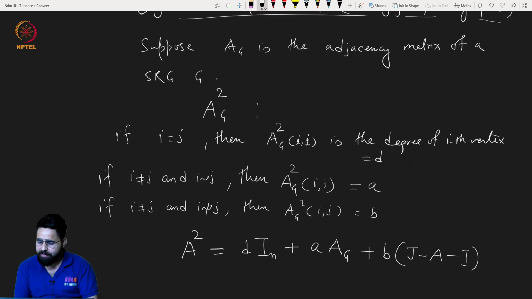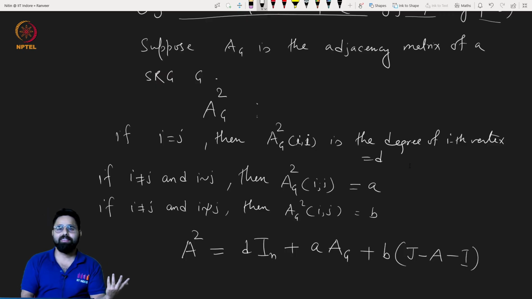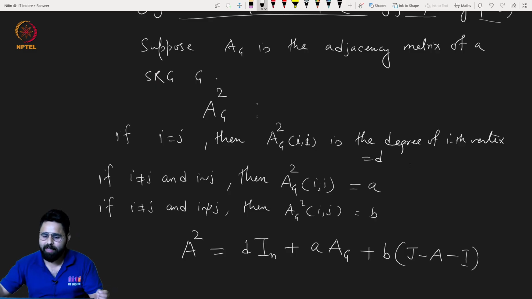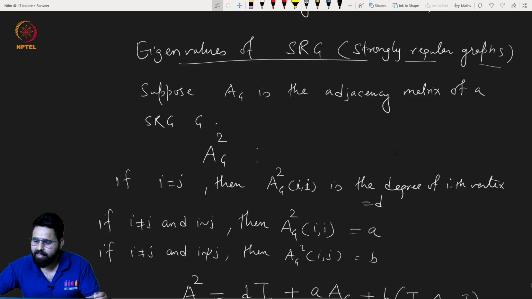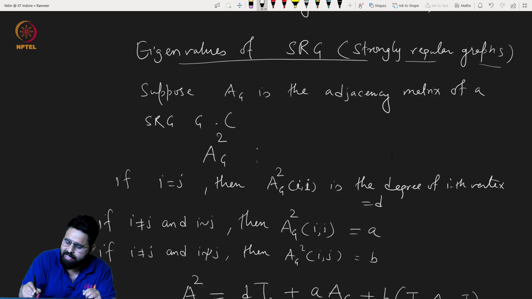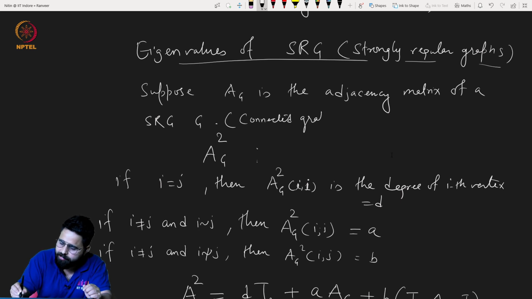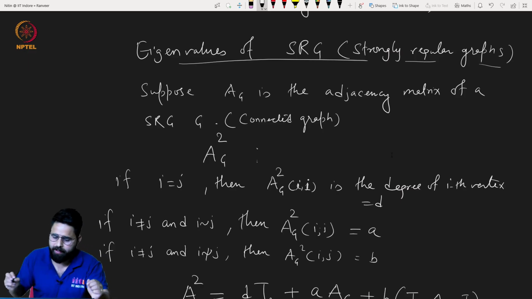How can we make use of this equation to find the eigenvalues of A, rather? Remember, the largest eigenvalue we already know. The largest eigenvalue is d. Let me do it for just a connected graph G, I assume that this is connected. For disconnected, it is just a union of connected components, so let us take it connected.